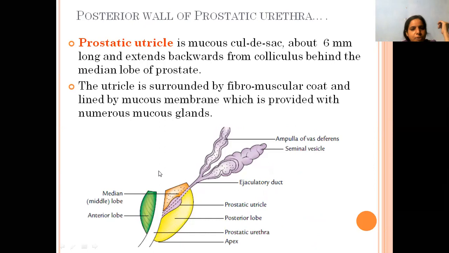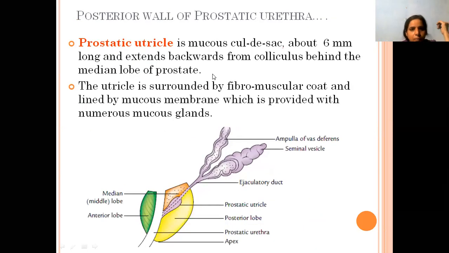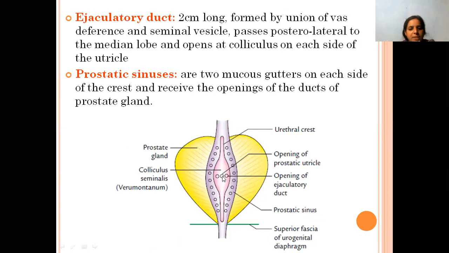So in the midline is the prostatic utricle, which brings the secretions of the prostate. Then on either side we have the ejaculatory duct openings. These are all in a gutter, as though so many are there. These are the prostatic sinuses.